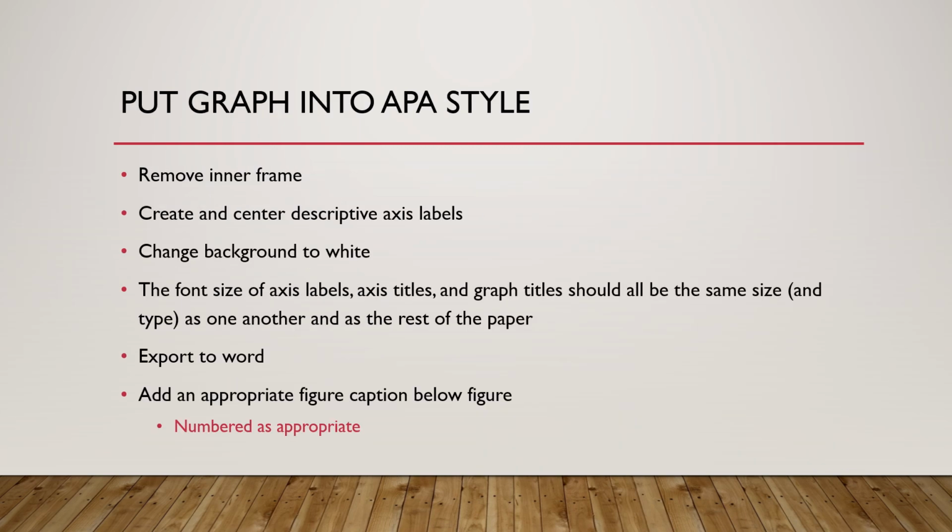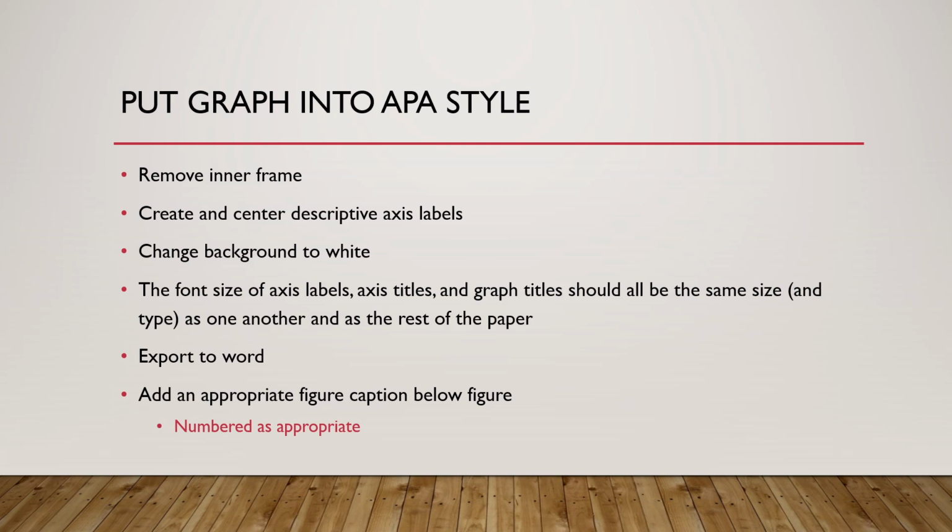Once you have generated that graph in SPSS, you now need to put it into APA style, and this takes a few steps. First, you're going to remove the inner frame from your image. You then create the axis labels. So instead of just having college stress average, you might want to replace it with college stress scale. And the self-esteem, you could put Rosenberg self-esteem. You want to change the background to be white.